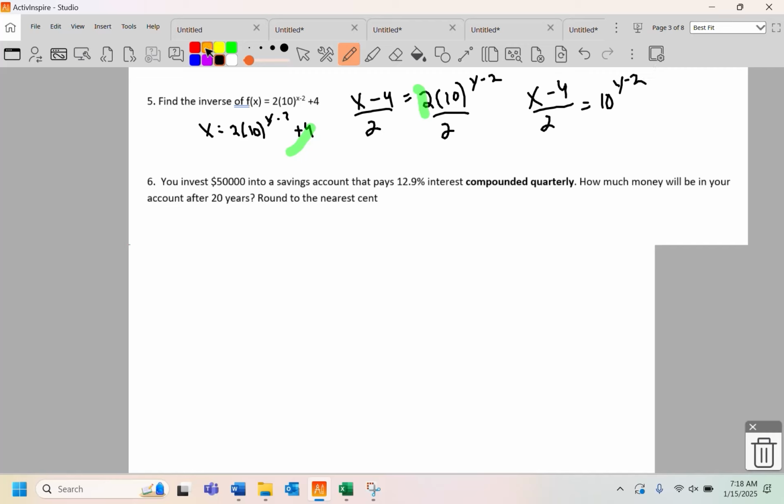And we're going to identify our pieces now. We have a base. I could have sworn I picked a different color. We have an exponent, and this must be my argument. So as a logarithm, I'm a log whose base is 10. My argument is x minus 4 over 2, and I would equal y minus 2. And there's only one thing to do, and that's to move that 2 over. So a log base 10, argument x minus 4 over 2, plus 2 is the inverse of f of x.